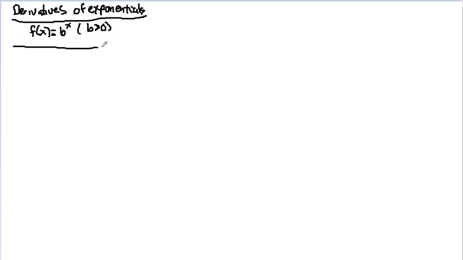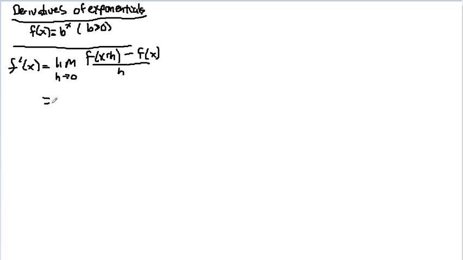And our go-to way of doing this is to use the definition of the derivative. So f prime of x is equal to the limit as h goes to 0 of f of x plus h minus f of x over h. That's equal to the limit as h goes to 0. I'm going to omit that because I'm lazy. b to the x plus h minus b to the x all over h.